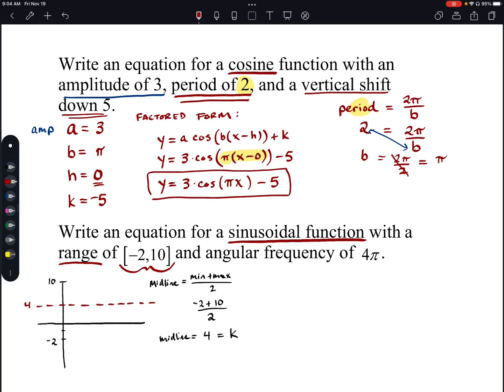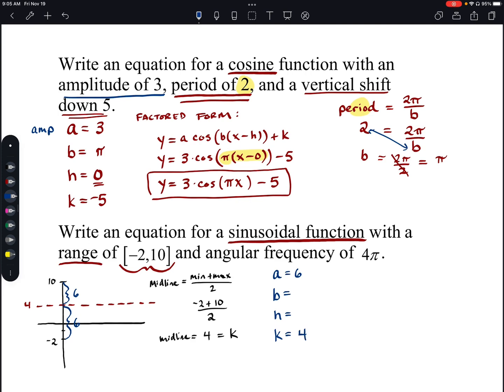All right, so another thing we can get from that now is we can find our amplitude by looking at that distance between the midline and the maximum. You see that distance is 6. And I know it's not drawn to scale, but from 4 down to -2 would also be 6. So right now we know our amplitude is equal to 6. We haven't figured out B yet, we haven't figured out H yet, and we have figured out that our K value in this one is +4.